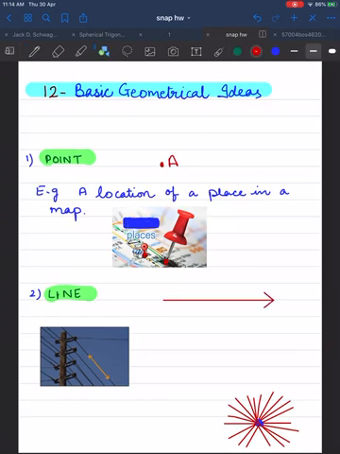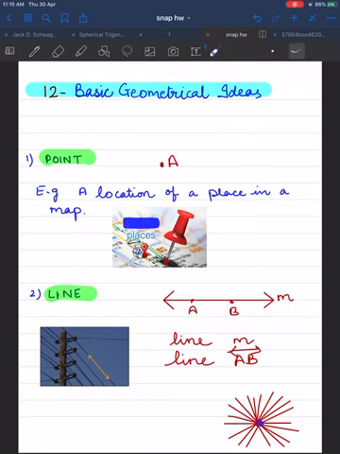Line. A line is a collection of infinite points that extends endlessly in both directions. Here you can see two arrowheads. They show that a line has no endpoints and no fixed length. A line can be named by a small letter or by 2 points marked on it. Here I can name the line as line M or line AB.